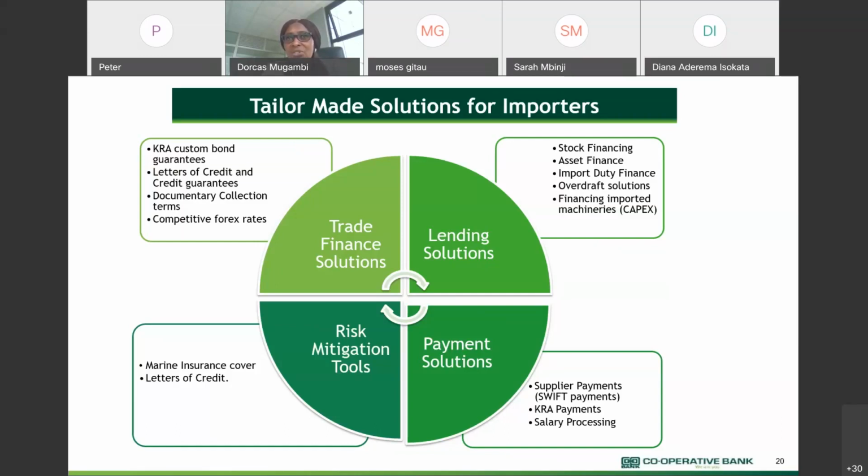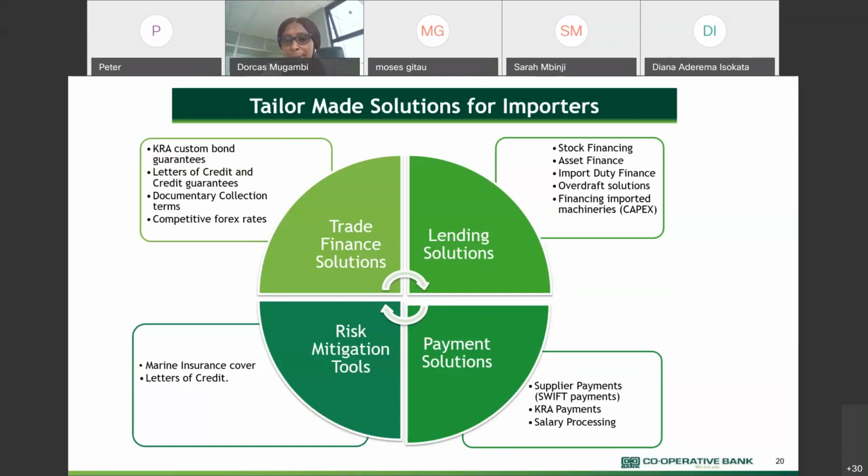And out of that, then you're able to settle once you get your payment from wherever, for example, you're supplying.